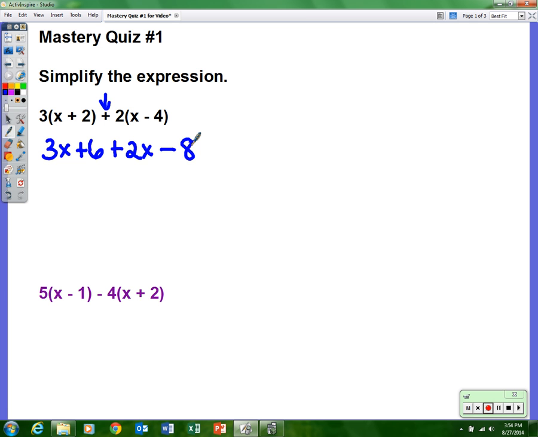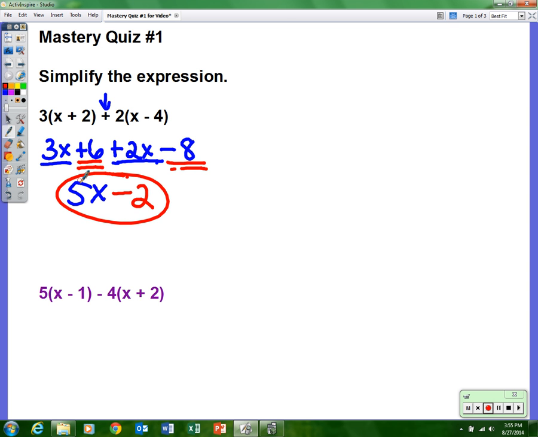Now, we're not done yet because now we have to, remember, combine like terms. Combine the things that are alike. 3x plus 2x, that's 5x. And then we also have a plus 6 and a minus 8. Positive 6, take away 8, that leaves you with negative or minus 2. That is your simplified expression.